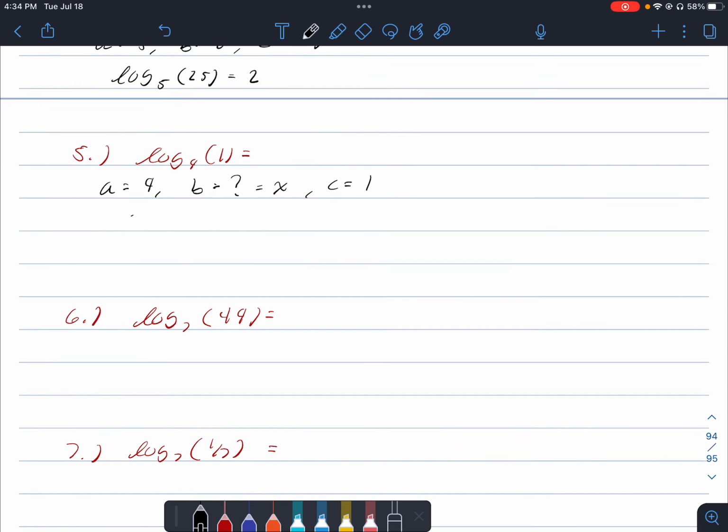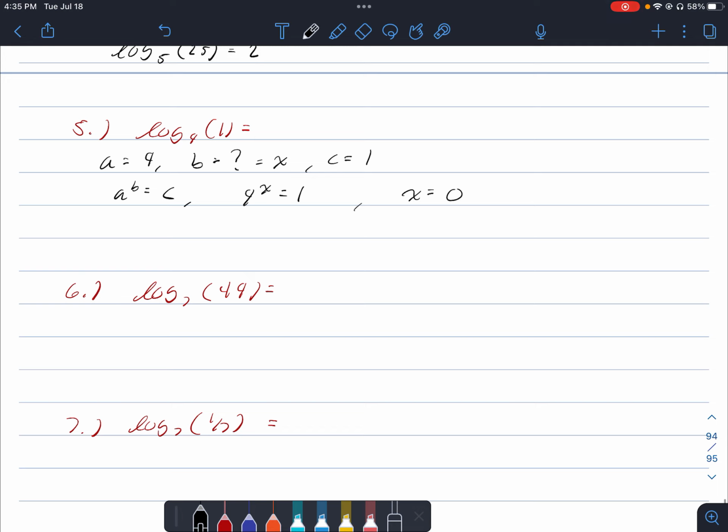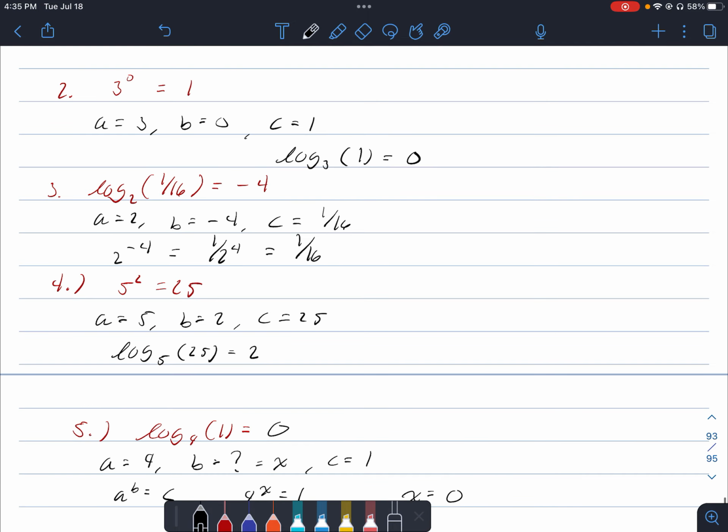Since a to the b is equal to c, we have 9 to the x is equal to 1. So what value of x would make 9 to the x equal to 1? Well, we know that anything raised to the 0th power is equal to 1. So we could say x is equal to 0. So we know that log base 9 of 1 is equal to 0. Okay?